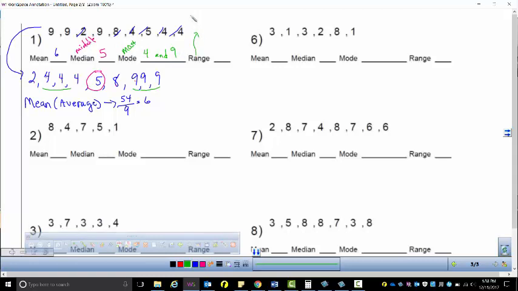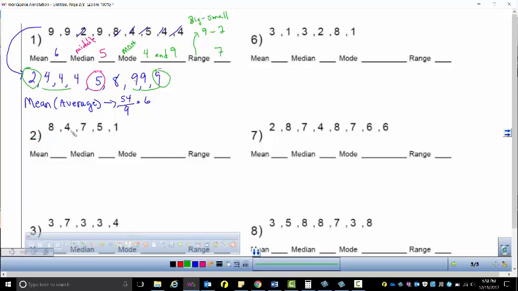The range is when you take the biggest number and you subtract the small number. So my biggest number is 9 minus my smallest number is 2. So 9 minus 2, 7.